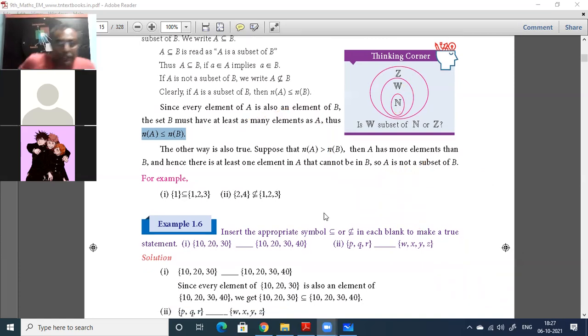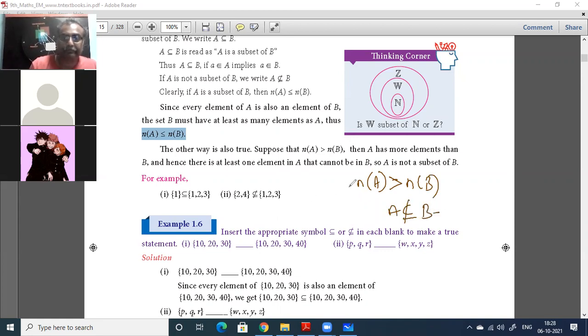So n(A) must be less than or equal to n(B). How? Suppose n(A) is greater than n(B). Then A has more elements than B. Hence, there is at least one element in A that cannot be in B. So A is not a subset of B. So easily you can tell: if n(A) is greater than n(B), then A cannot be a subset of B.